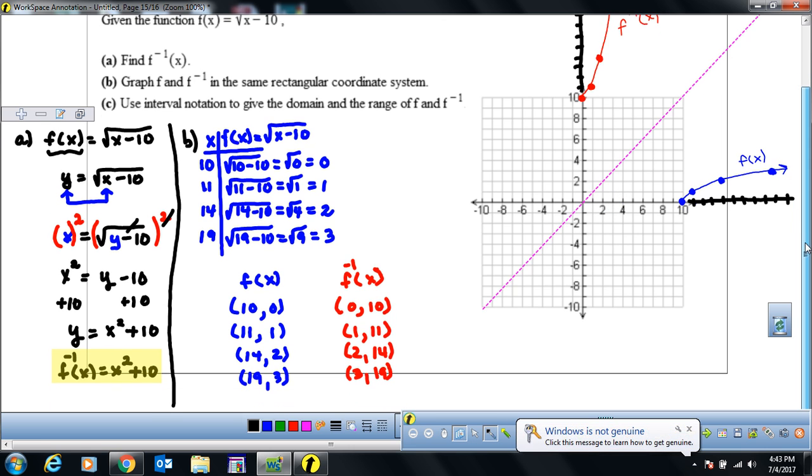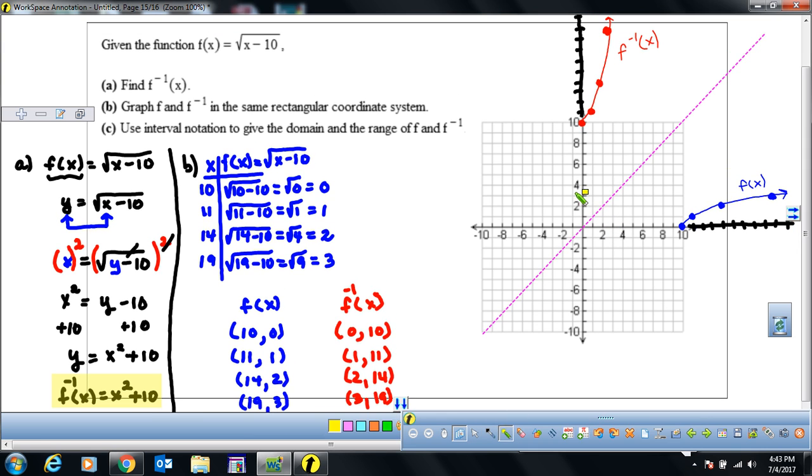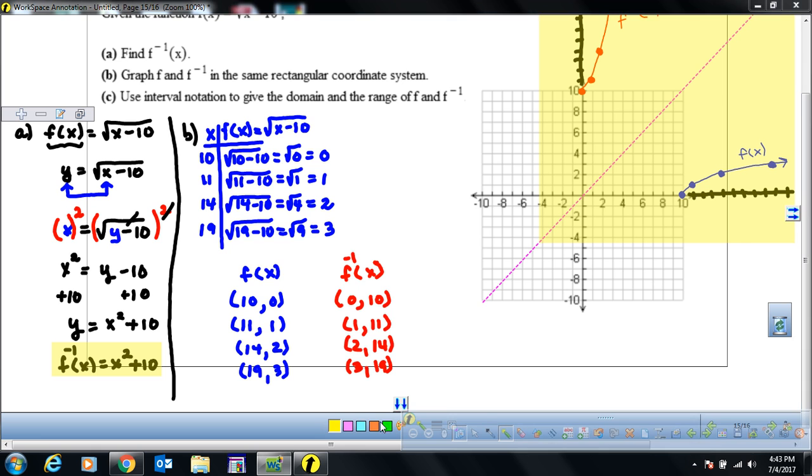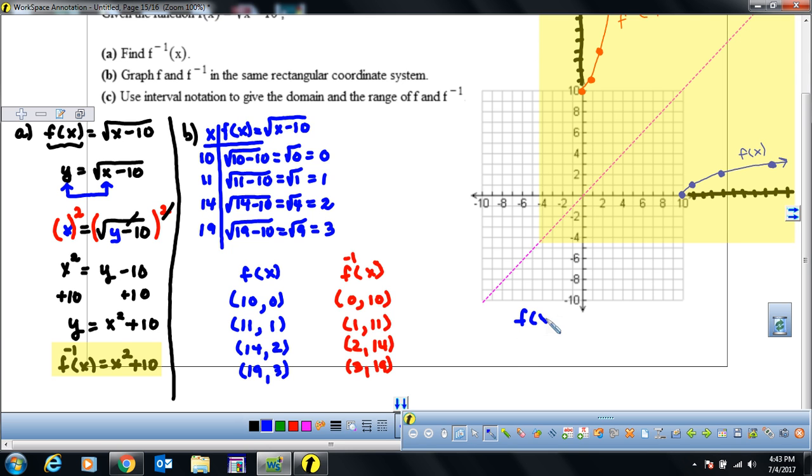So we already got the first two parts, which is we found the equation for the inverse, and then we graphed both the function and its inverse. The last thing that we need to do is find the domain and range of f of x, and the domain and range of its inverse function. So that would be the last part of this.